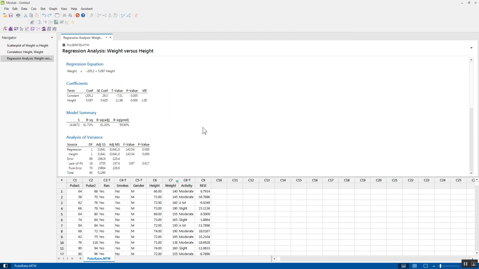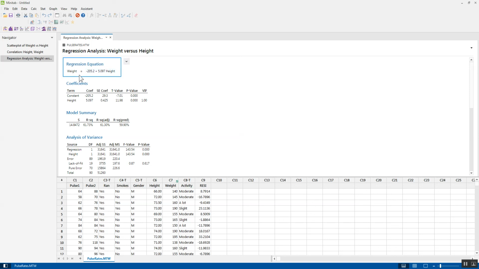Okay, so here is the overall regression analysis. Here's an analysis of variance that's come as part of the regression analysis. The null hypothesis of this analysis of variance is that the regression line, there it is, weight equals minus 205.2 plus 5.097 times the height.